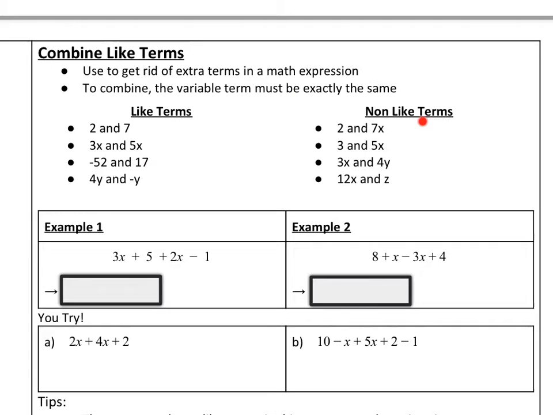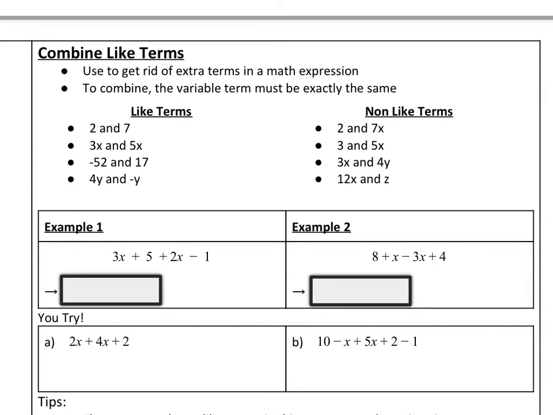Here are some non-examples. These are not like terms. 2 and 7x. One does not have an x, one does. Not like terms. 3 and 5x, same thing. Cannot combine these. 3x and 4y. Both have a variable, but they are different variables, not like terms. 12x and z, same difference. One is an x, one is a z. The variable has to be exactly the same to be considered like terms.